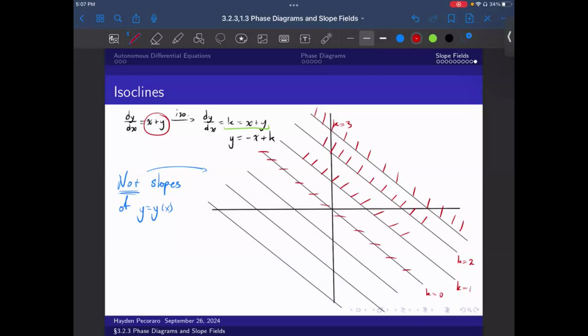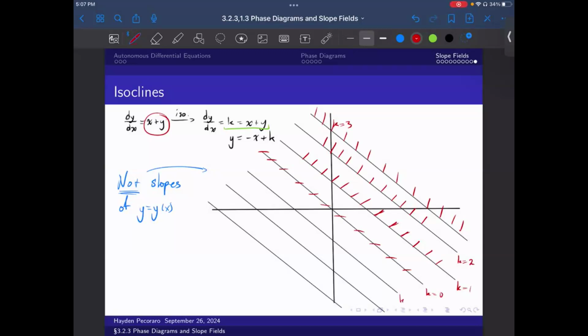And this is basically what people used to do before they had computers to do this for them. They would be a little bit more accurate about it than I'm being, but that's basically what they would do.